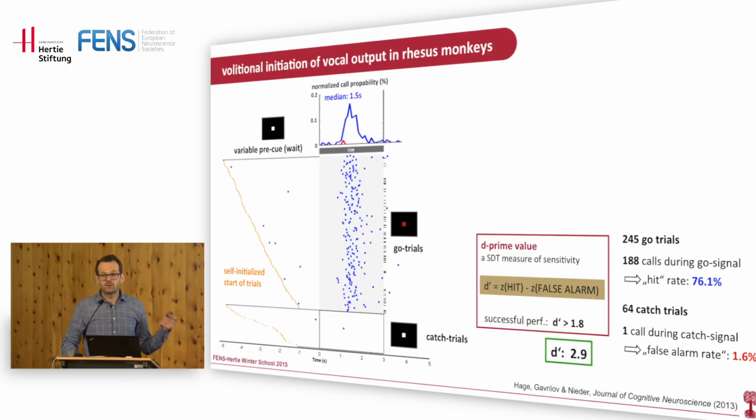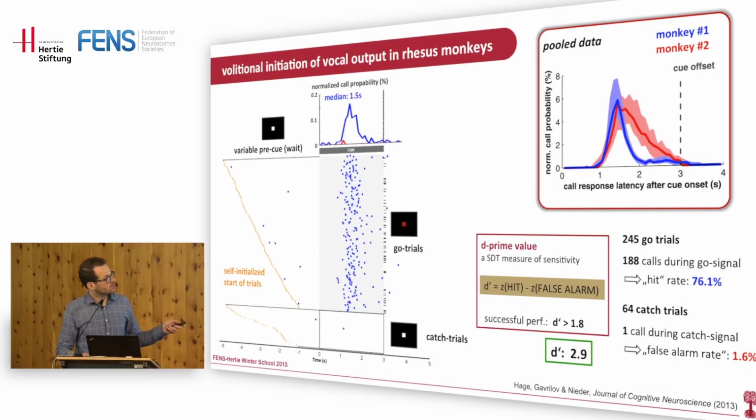So 188 calls were made during go signals, which led to a hit rate of roughly 76%. And in these catch trials, it did one false alarm, leading to a false alarm rate of 1.6. And when we then calculate the d prime value, we come to a value of 2.9, which is really well above the detection threshold. We did this for both monkeys for several sessions.